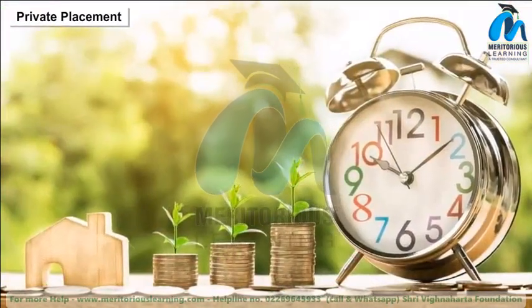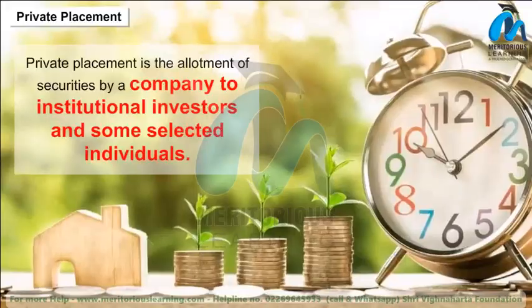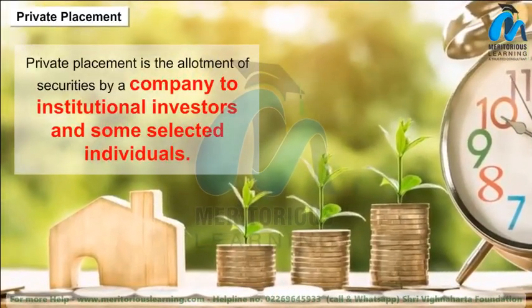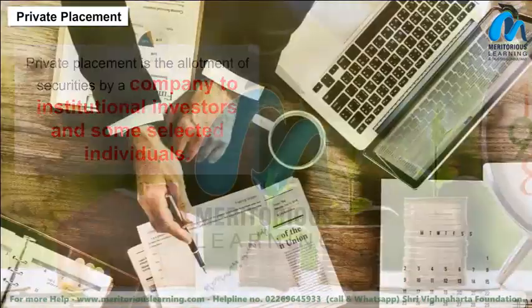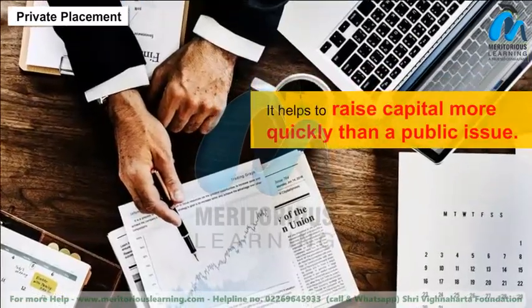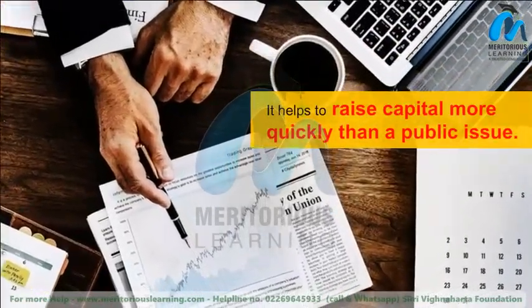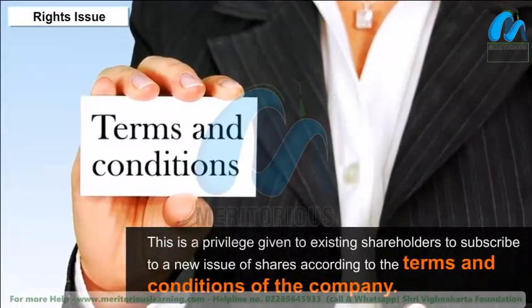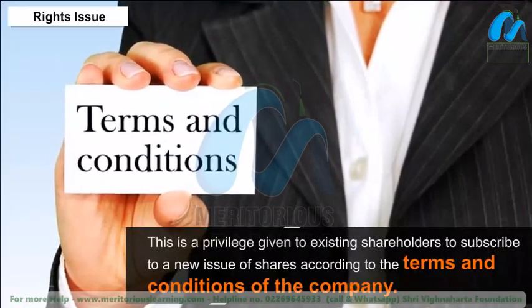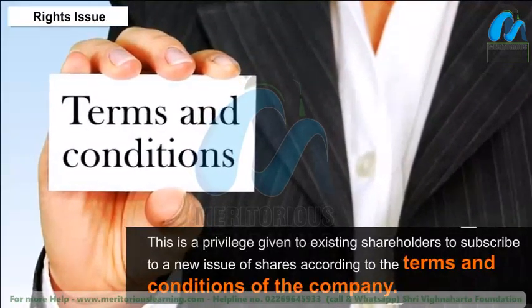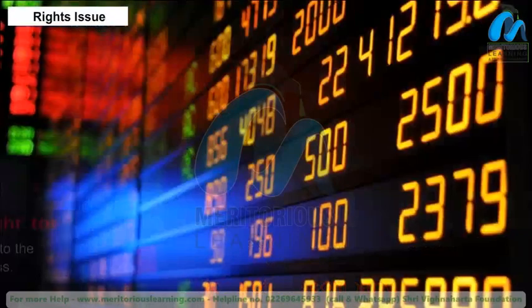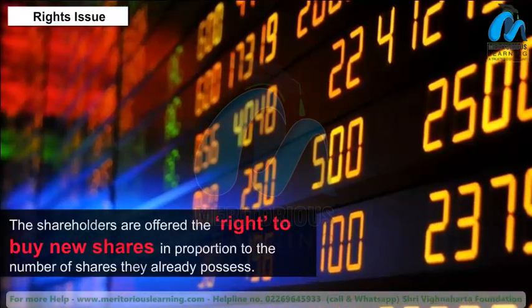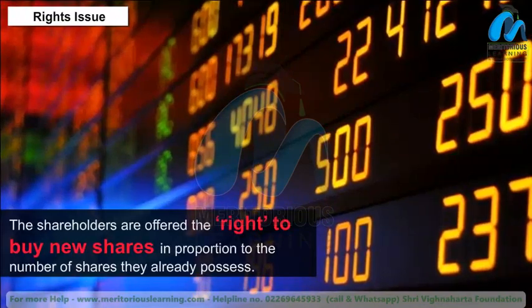Private placement. Private placement is the allotment of securities by a company to institutional investors and some selected individuals. It helps to raise capital more quickly than a public issue. Rights issue. This is a privilege given to existing shareholders to subscribe to a new issue of shares according to the terms and conditions of the company. The shareholders are offered the right to buy new shares in proportion to the number of shares they already possess.